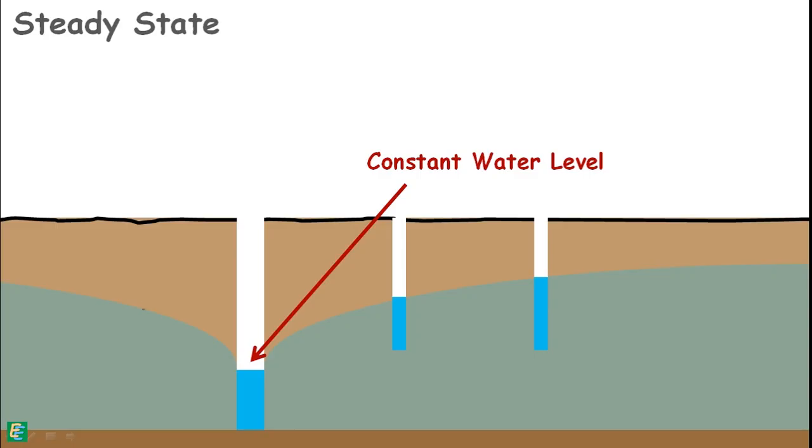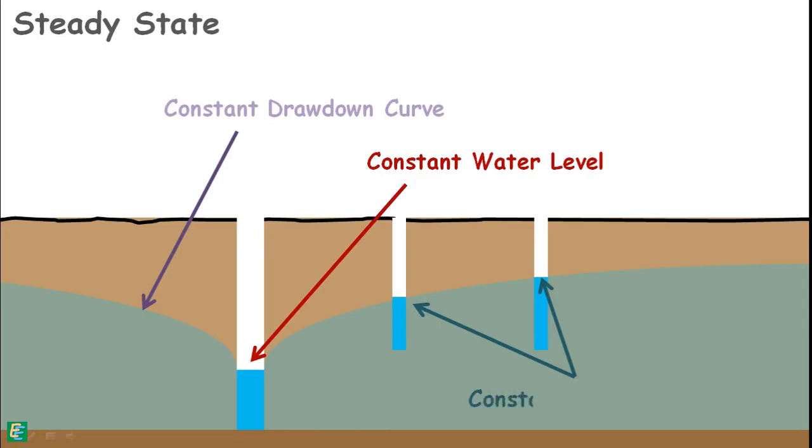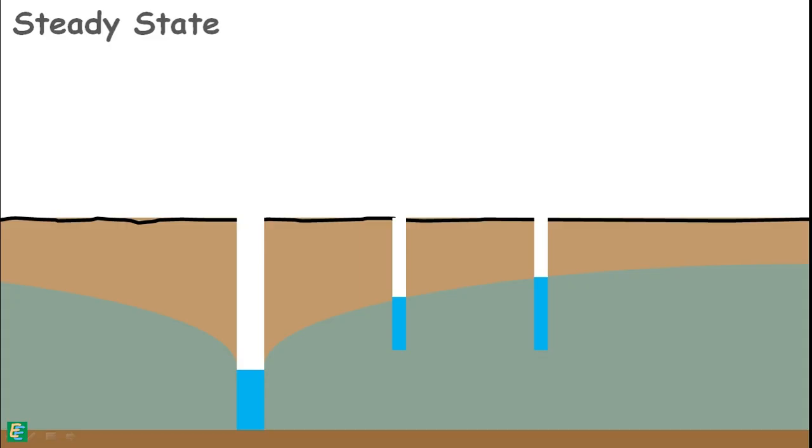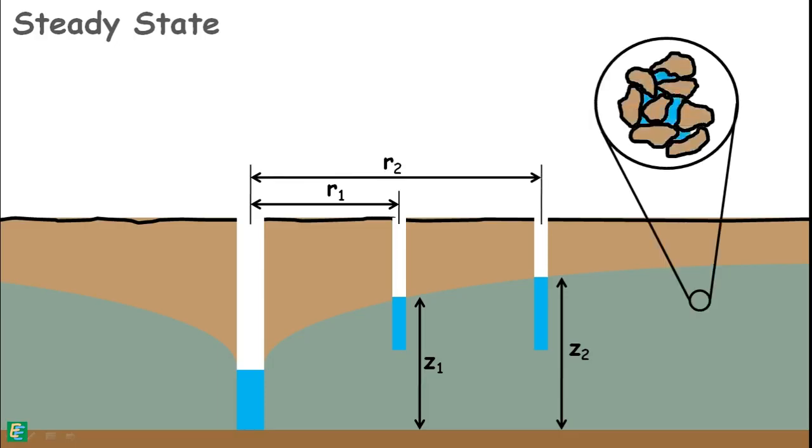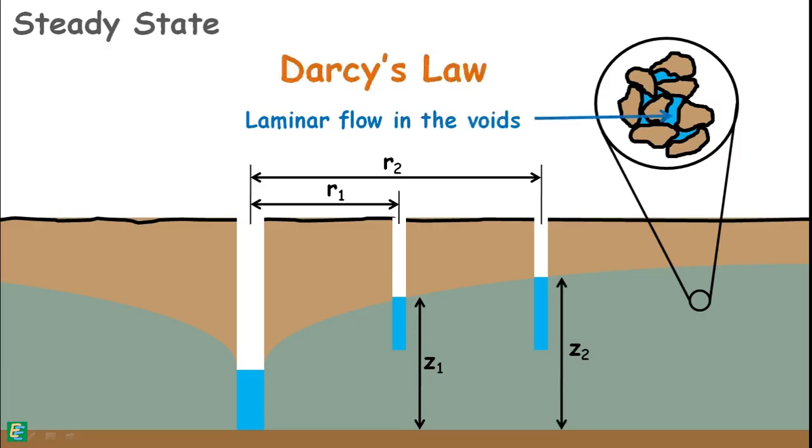In such a state, the drawdown curve becomes constant and the water level in the observation wells also becomes constant. So, at this steady state, let the height of the water level in the first observation well be Z1, at a distance of R1 from the center of the test well. Similarly, the height of the water level in the second observation well is Z2, at a distance of R2. We assume that the flow in the soil voids is laminar. So we can apply Darcy's law for this situation.